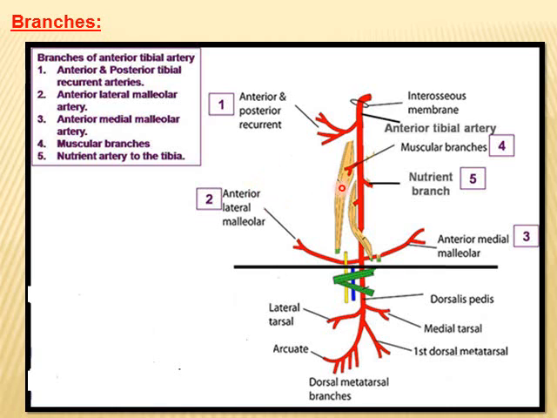Now we'll discuss the branches of the anterior tibial artery, which include anterior and posterior tibial recurrent arteries, anterior lateral malleolar branch, anterior medial malleolar branch, muscular branches to the muscles of the anterior compartment of the leg, and nutrient branch to the tibia.